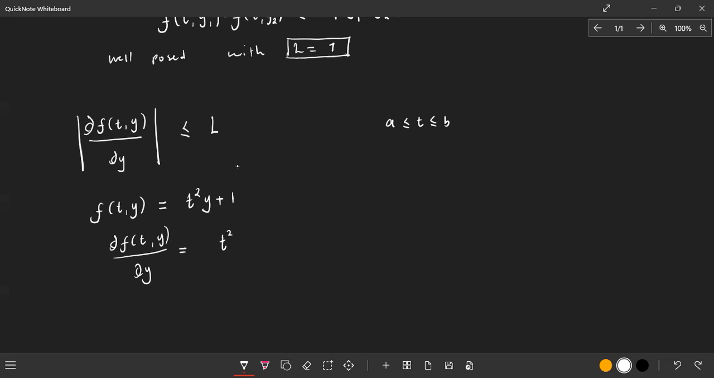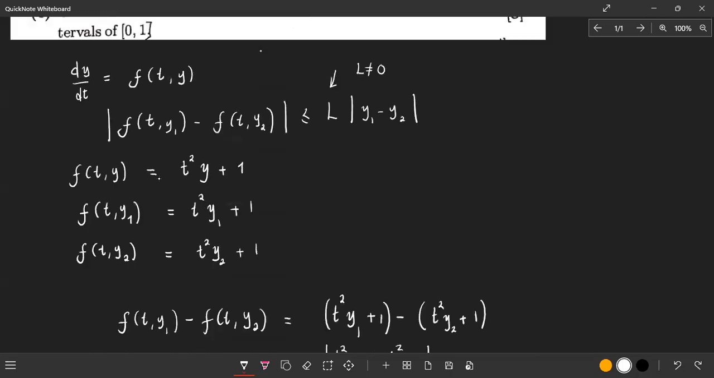Now, you notice that the interval given is from 0 to 1. What's the maximum value of t? The maximum value of t is equal to 1, right? So if you substitute here, we get just 1 squared, equal to 1. You notice that this 1 is simply equal to the Lipschitz constant as well. So in either case, you're finding the same Lipschitz constant equal to 1. So you can conclude that the given function is well posed on that given range. So that's for the first part.